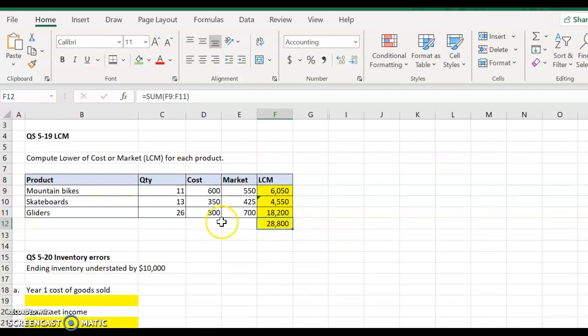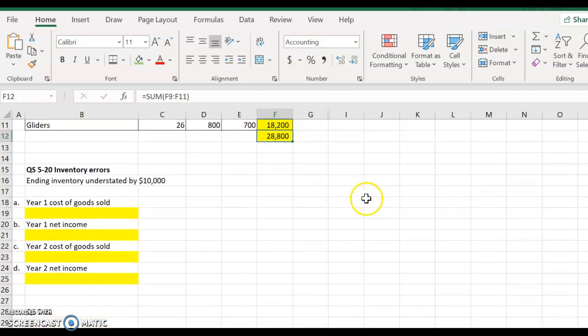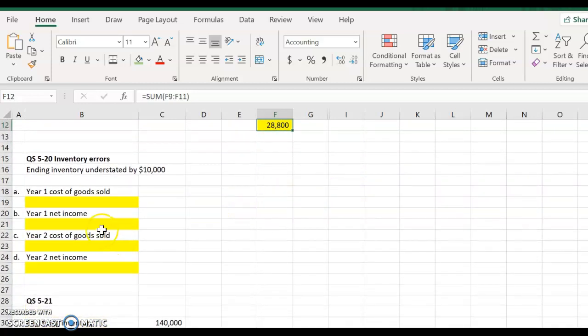All right, so 28,800. Now we would compare that to what we had. That's why you would want your total cost in here. You would compare that to your total cost number, and your entry would be to debit cost of sales and credit merchandise inventory.